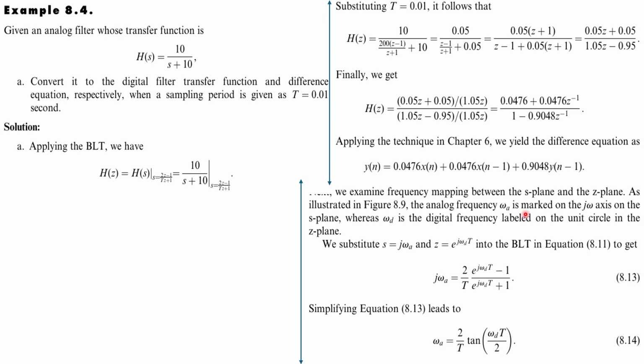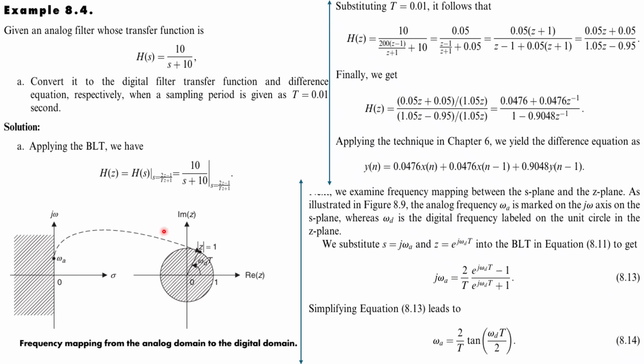And once you get the y(n), then further you can substitute s is equal to j omega_a, and then z is equal to e to the power j omega_d T, and get the value of j omega_a. In this manner you will get the value of omega_a. Omega_a is the analog frequency marked on the j omega axis on the s plane, and omega_d is actually the digital frequency, right? So omega_a is your analog frequency and omega_d here is your digital frequency, right?